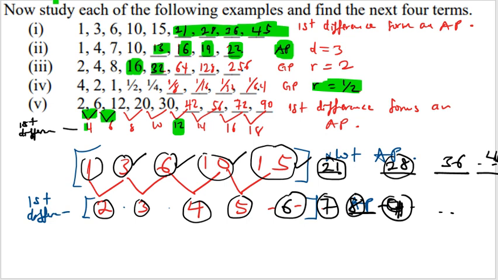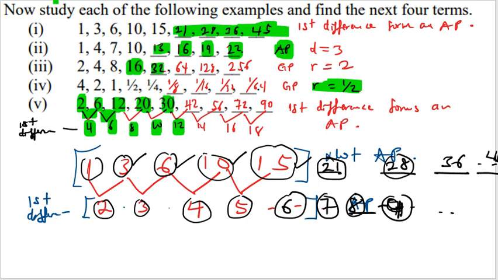Let me start from here. You realize that we added 4 to 2 to get 6. We added 6 to 6 to get 12. We added 8 to 12 to get 20. We added 10 to 20 to get 30.